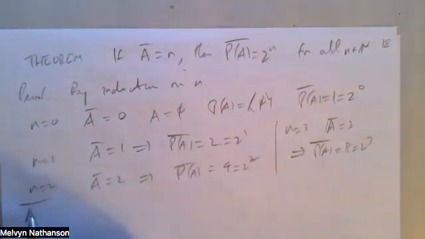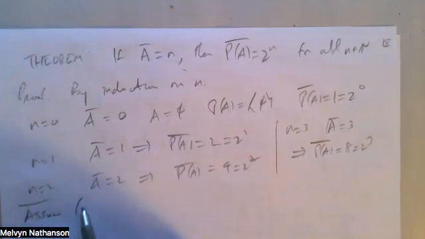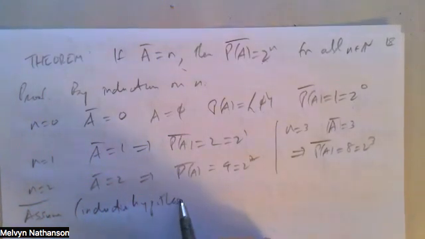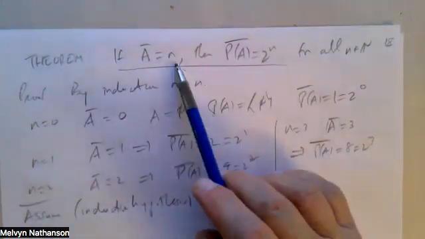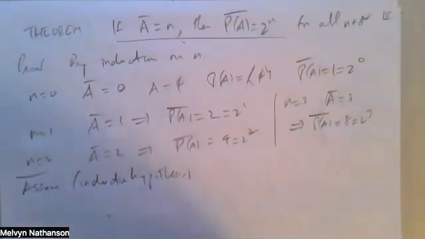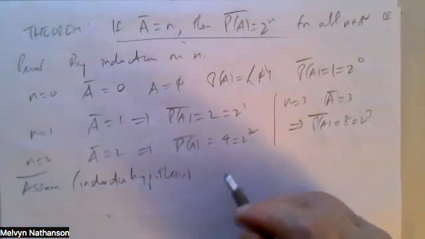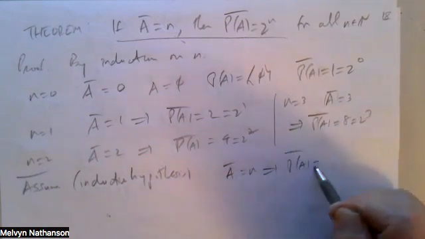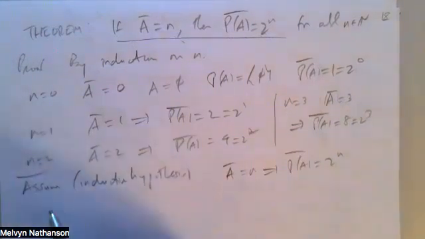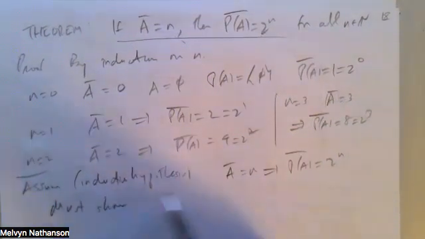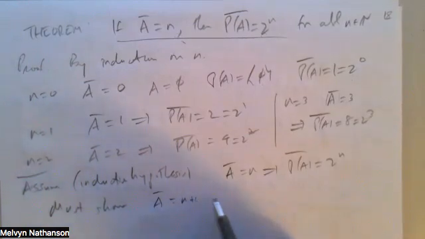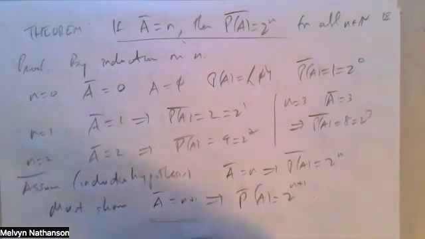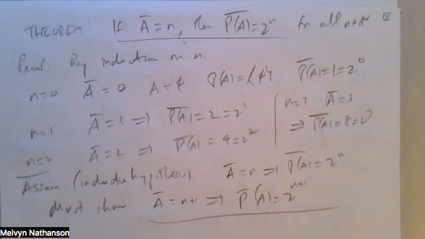So assume, this is the inductive hypothesis. We assume this theorem is true for a set with n elements, and we want to prove it for a set with n plus 1 elements. So assume if you have any set A with n elements, then the power set of A contains 2 to the n elements. And I must show that if the set A has n plus 1 elements, then the power set of A has 2 to the n plus 1 elements. This is what I want to show.